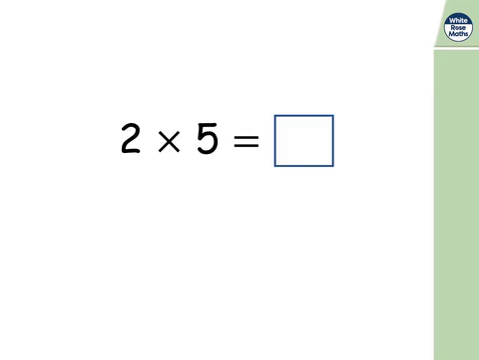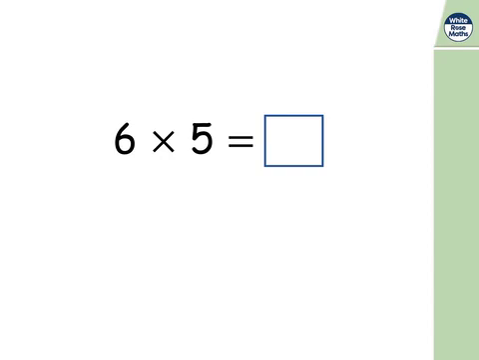Some questions are going to pop up for you to have a go at. Like this one. 2 times 5. I wonder how you calculated that. Did you think of it as 2 groups of 5? 5 plus 5, which is 10.